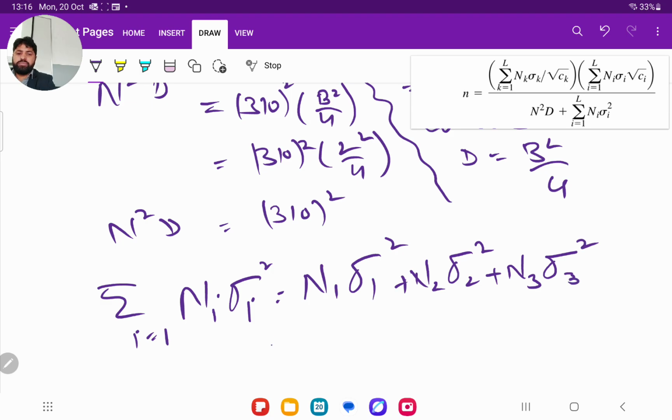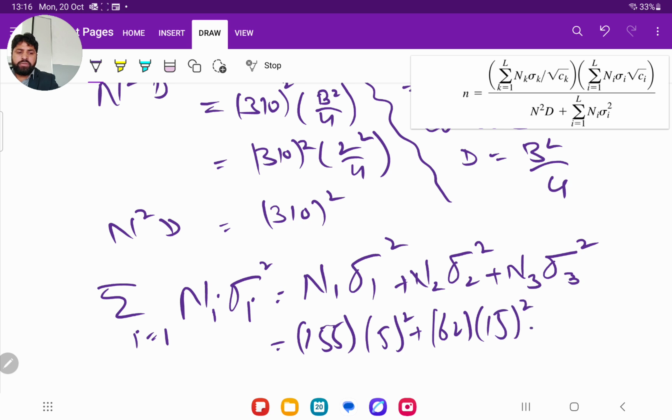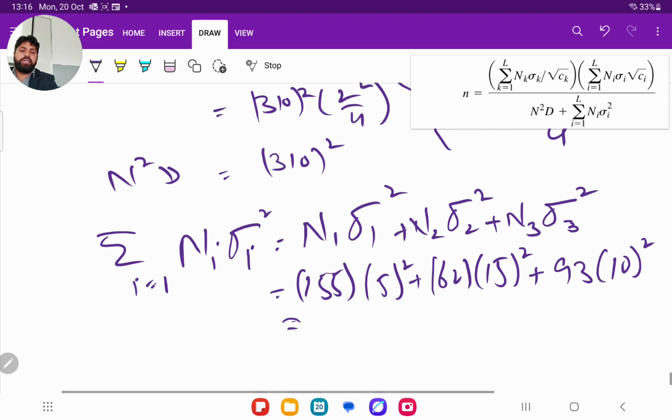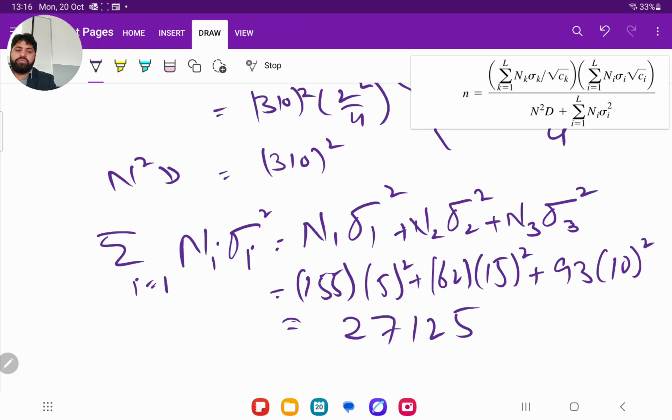Okay, for the last term, n1 is 155 multiplied by 5 square, n2 is 62 multiplied by 15 square, and n3 is 93 multiplied by 10 square. So you will see what is the final answer. 27125. Now all the ingredients are ready.